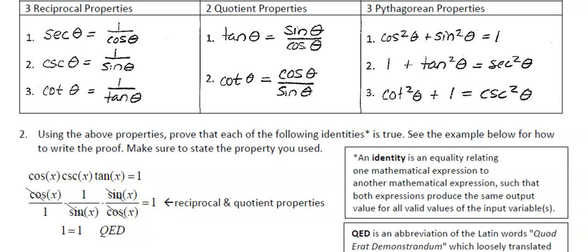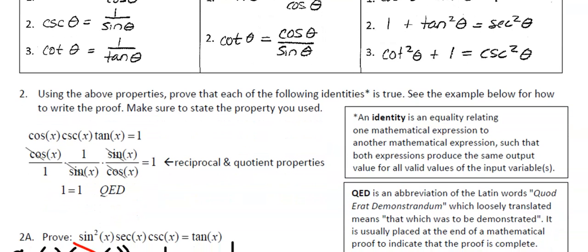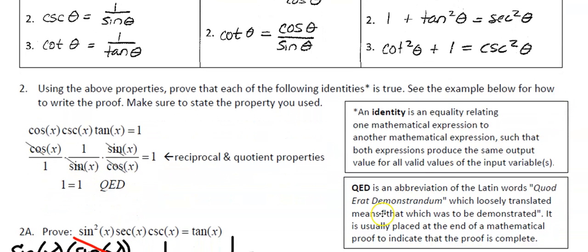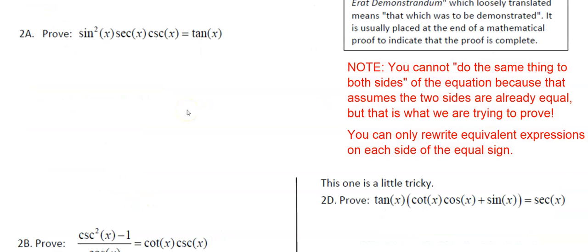QED is just a Latin phrase that stands for quod erat demonstrandum. It's an abbreviation, which loosely translated means that which was to be demonstrated. It's usually placed at the end of a mathematical proof to indicate that the proof is complete, at least in the old school times. So let's just do one more of these.